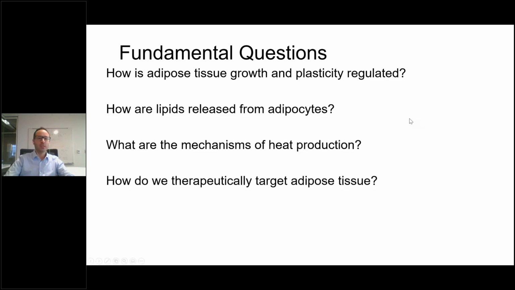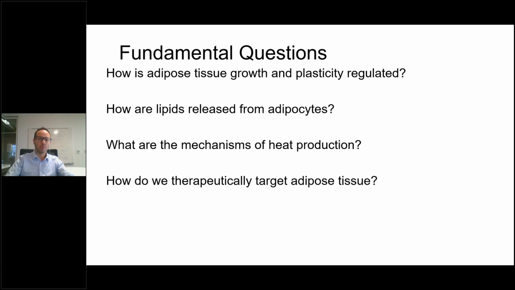Secondly, how are lipids released from adipocytes during the biochemical process of lipolysis? How do fat cells release fatty acids at the molecular level, and potentially how do these lipids signal to mediate various metabolic effects? Another fundamental question that arises is, what is the molecular mechanism for heat production?